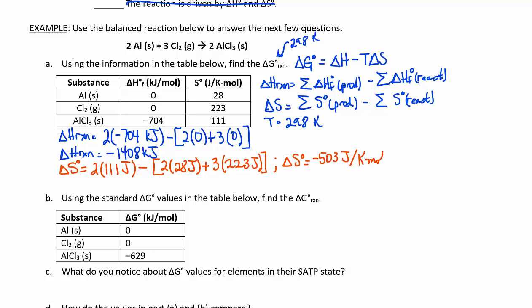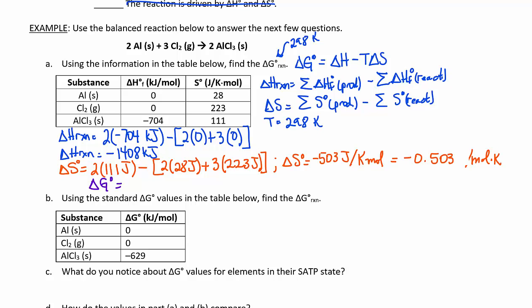per Kelvin mole. I didn't put the per Kelvin mole on here. I only put joules to remind me that it is in joules, but this is per mole Kelvin. All right, we need to convert this into kilojoules because I can't add a kilojoule and a joule together, which is the same thing as negative 0.503 kilojoules per mole Kelvin. Now we're ready to calculate our delta G.